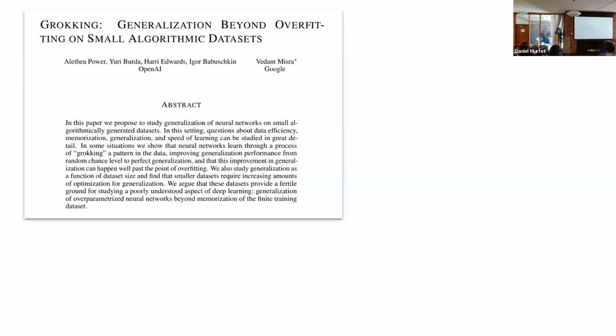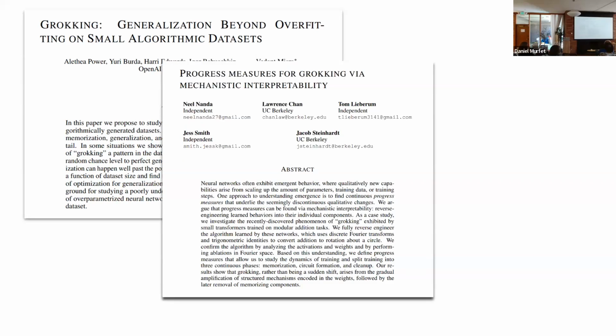This is the first one, Power et al. They sort of introduce Grokking. I won't talk about this one too much. I'll talk about this paper quite a bit. This is Neel's paper on Grokking. This is where he trains small transformer networks to do modular addition, reverse engineers them, and then creates these progress measures, which he uses to explain why these models undergo Grokking.